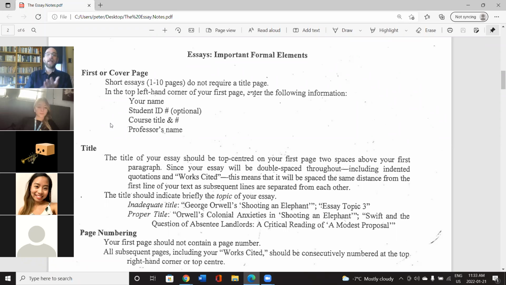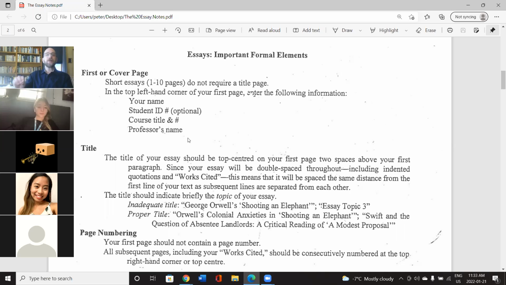So your name should be at the top left corner. Perhaps your student ID, don't worry about that. I'm not worried about your student ID. The course title and number, English 102 D15. My name, preferably spelled correctly, Professor Peter Cinema. And then the due date of the assignment. Although I'm not too worried about that. What I want is your name, course title and number, and my name. That's essential information at the top left-hand corner of your opening page.